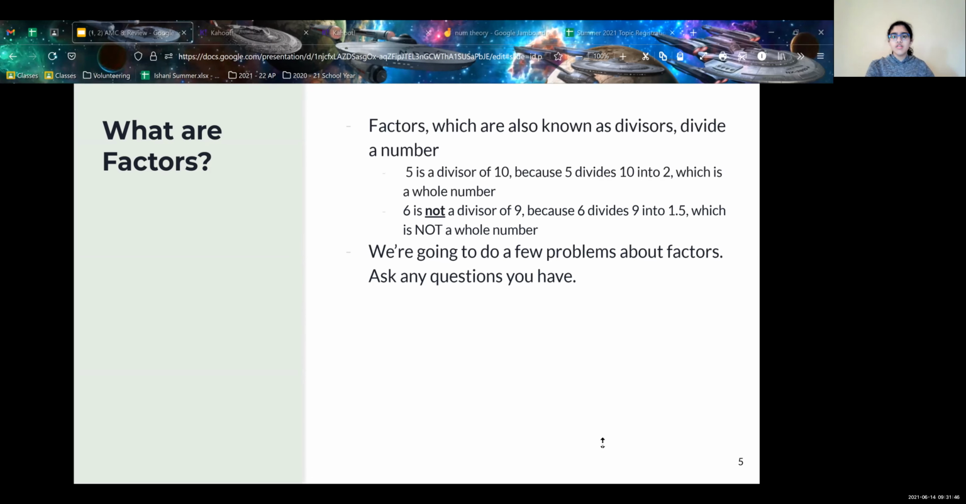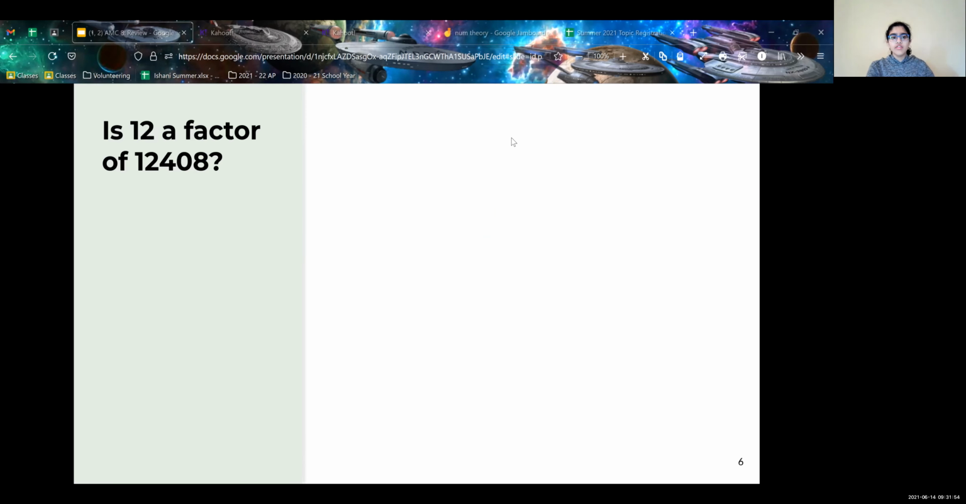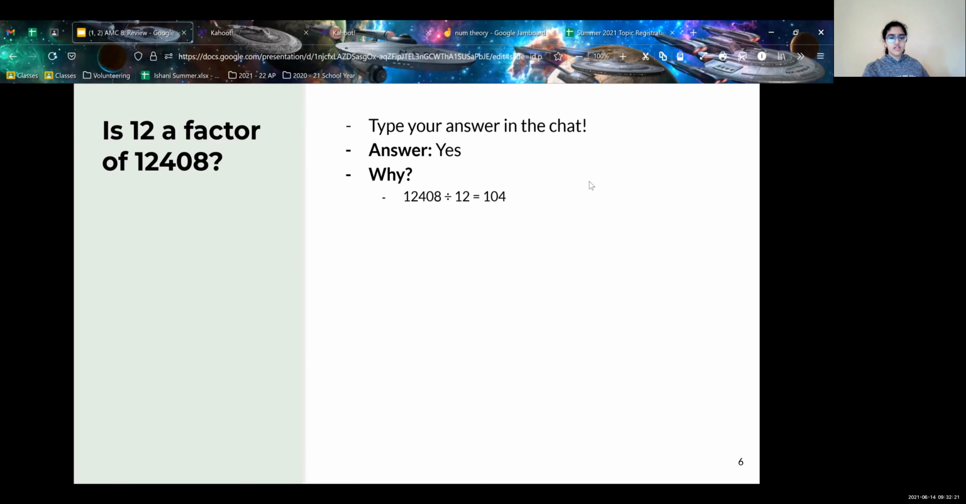So we're going to ask you a few problems about factors and ask any questions you might have. Is 12 a factor of 12408? Type your answers in the chat. Okay, so there are a couple of answers, and yes, you guys are correct. 12 is a factor of 12408. Why? It's because 12408 is divisible by 12.